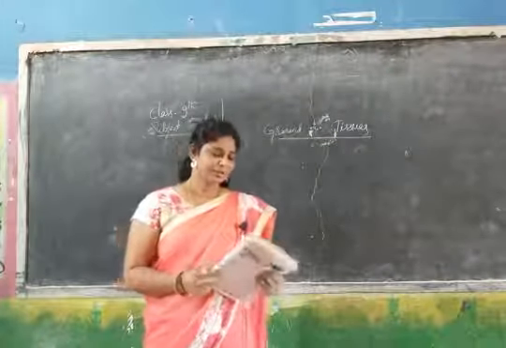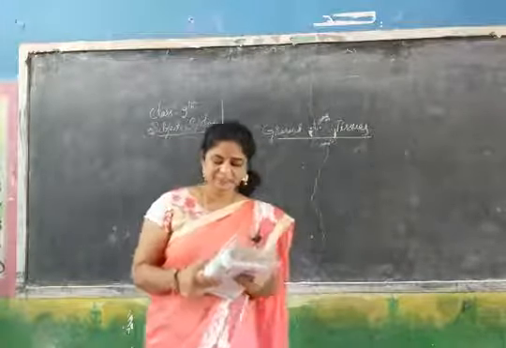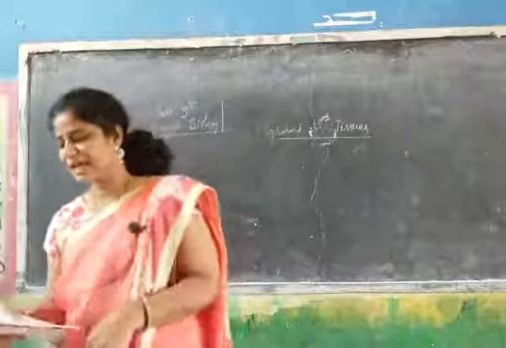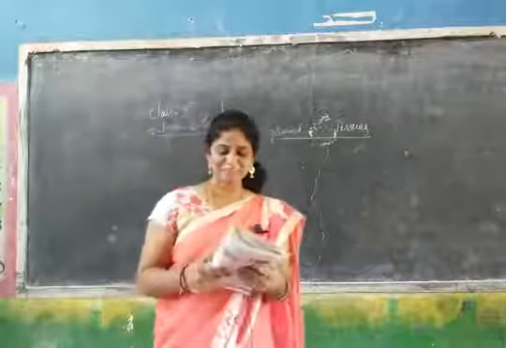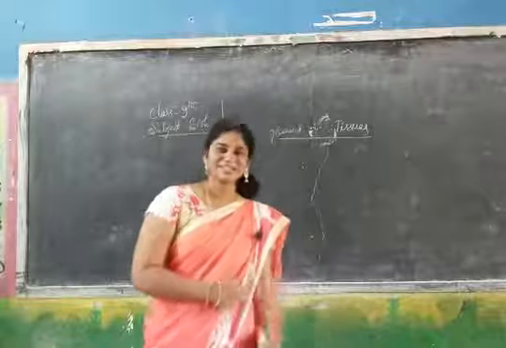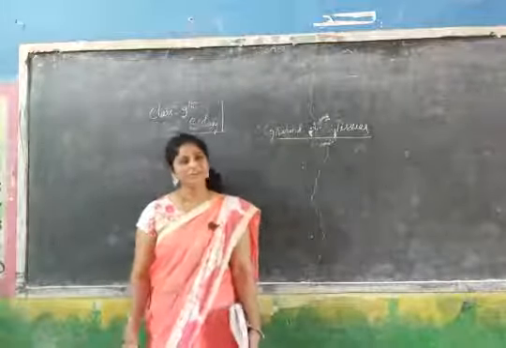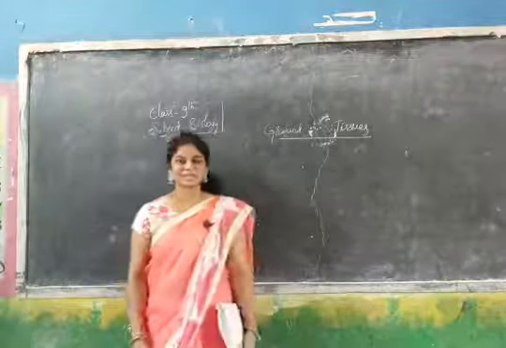So we'll start the topic called ground tissues. See here, these cells appear larger, with nuclei that appear prominent. I said each and every cell. Okay, these are ground tissues, and these are plant tissues, right?